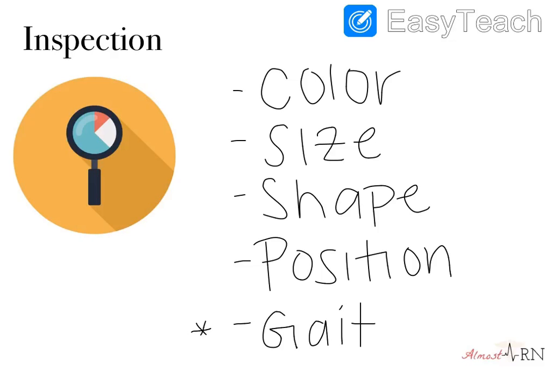And then I also have down here gait. Gait is just the way that somebody walks. So just through inspection, through looking at something, you can tell if somebody's gait is off or if it's abnormal. Basically for inspection, you're just looking, you're getting a gauge for what you're about to assess. Is it normal or is it abnormal?